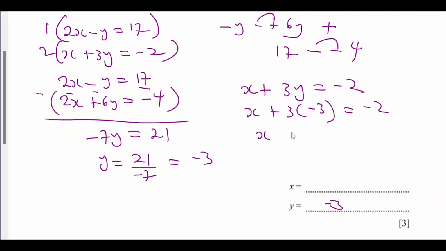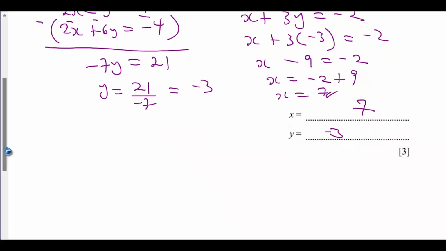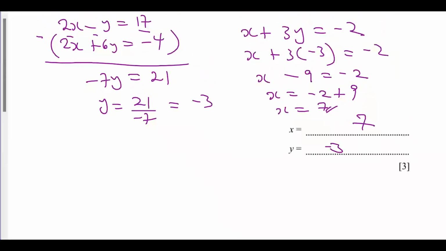We have x minus 9 equals -2. Okay, so this one will give us x equals -2 plus 9. So x will be equal to +7. So the value of x equals +7 and the value of y equals -3. So let's go to the next question.